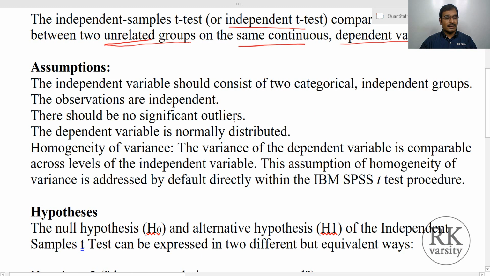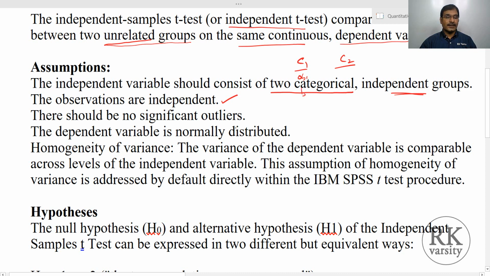The assumptions that we make are, first, the independent variable should consist of two categorical independent groups. Independent groups means they are not related. Next, the observations are independent. Let us say in a categorical variable you have C1 and C2, and you have different observations like observation 1, observation 2, observation 3; these need to be independent.